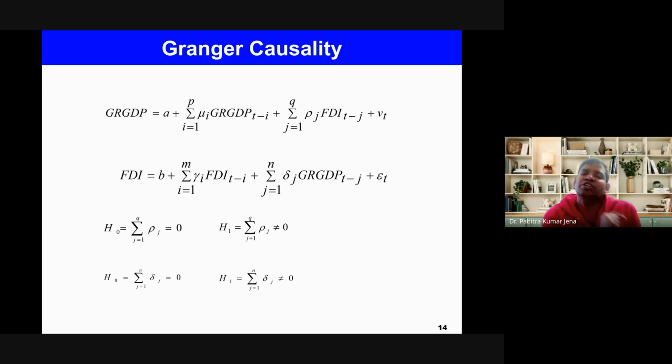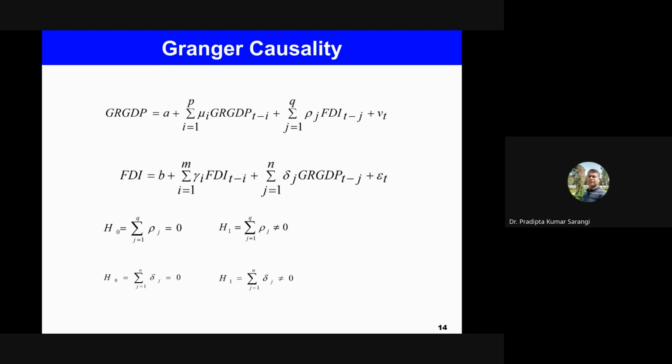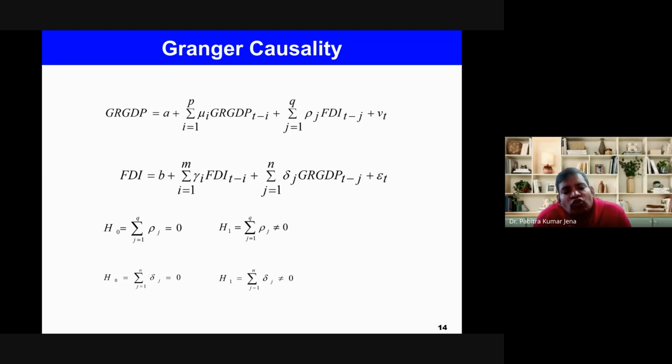Now your assumption is that in the first equation, if I make summation j raised from 1 to q, rho j equal to 0, that means the coefficient of FDI will be 0. Am I right?